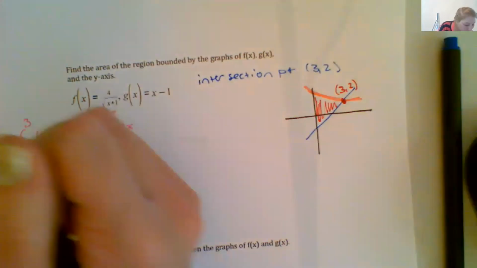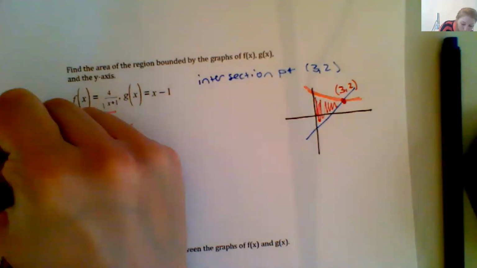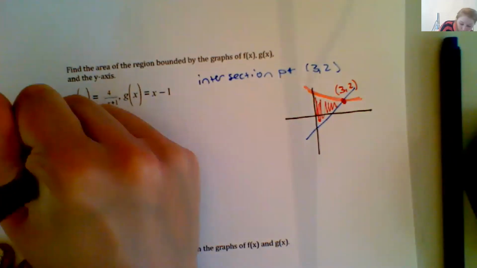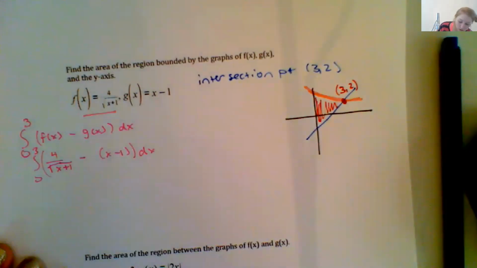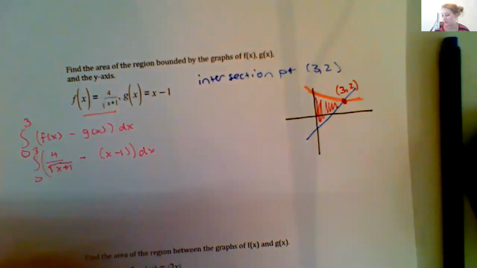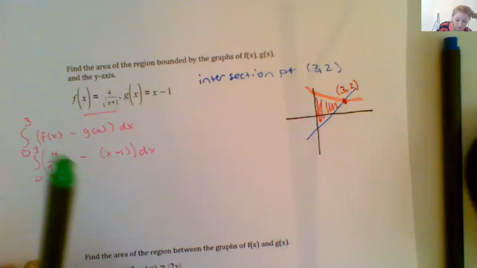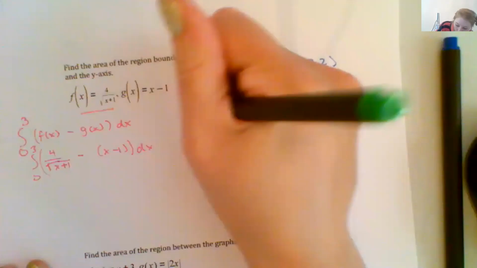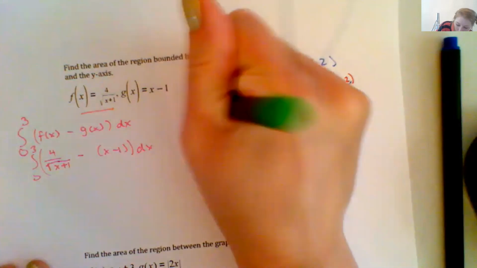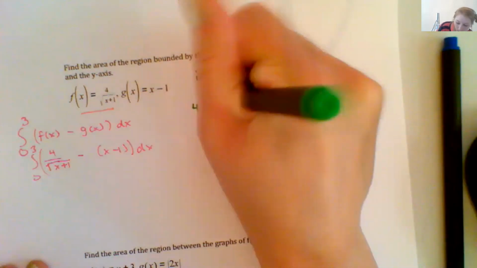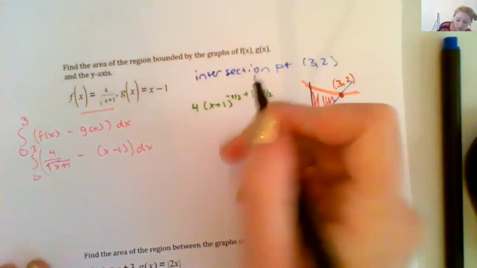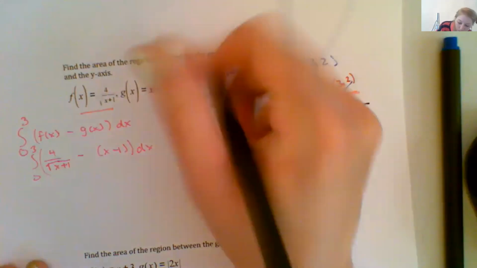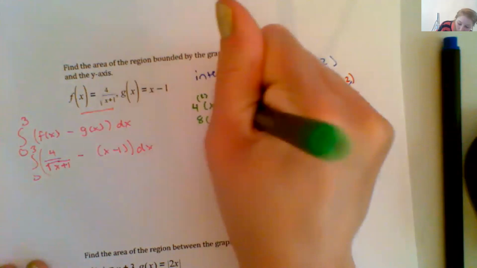Okay. So let's go ahead and write this down. So we have 4 over the square root of x plus 1 minus x minus 1. We are integrating that. Okay. So we have a little bit of u substitution going on here with this first term. In essence, I have 4 times x plus 1 to the negative 1/2, right? So then I would add 1, which would give me a positive 1/2. And then I would need to multiply this by 2. So we'd end up with 8 times x plus 1 to the 1/2.